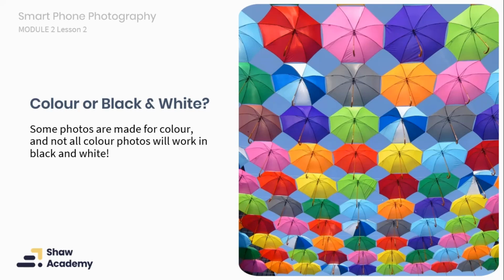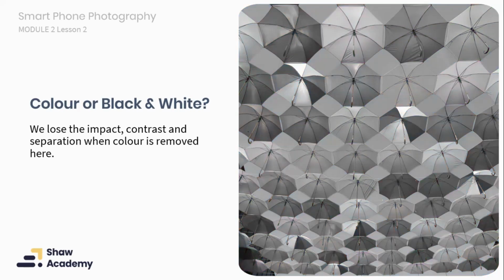What happens if we change this to black and white? Well, things get kind of complicated then when we turn things into black and white. But first of all, obviously, we change completely what this photograph is about. This photograph was about colour. It's about those colourful umbrellas. Now they're just grey. Now, what we can also see here, however, is that it's difficult to distinguish between all of these umbrellas now.